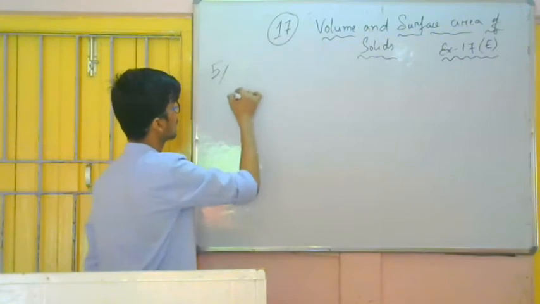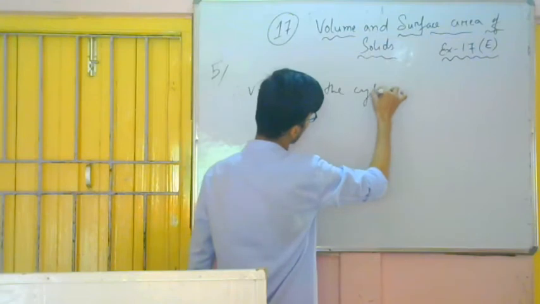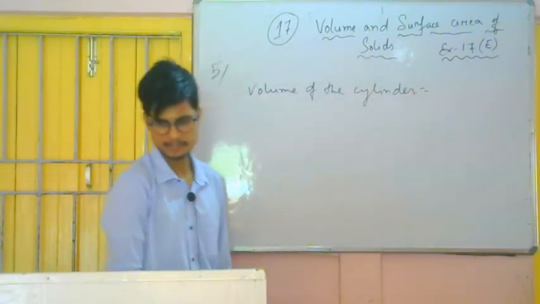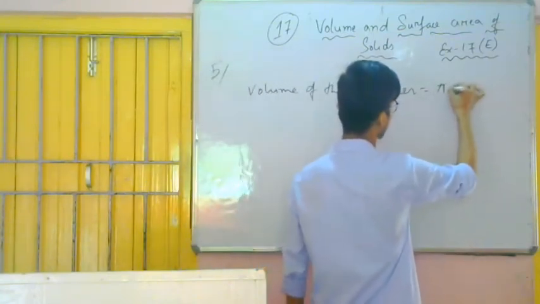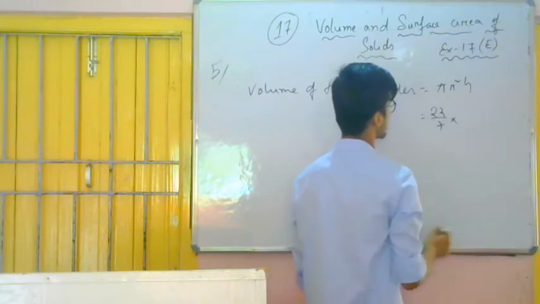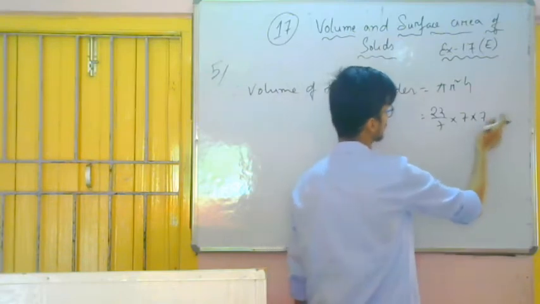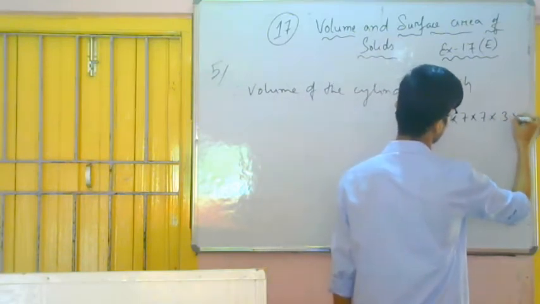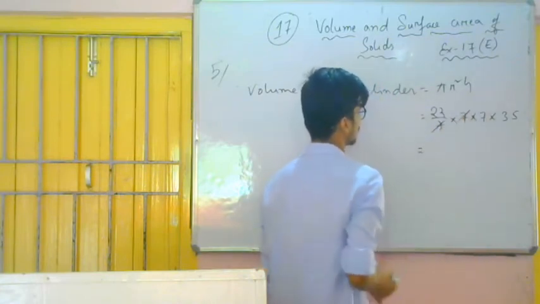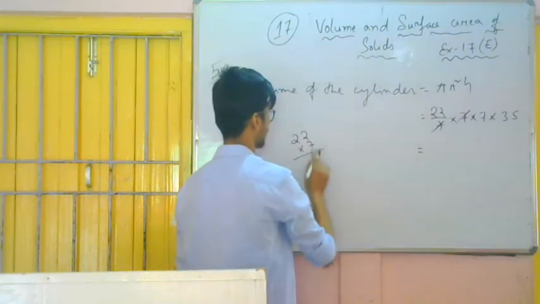Therefore, volume of the cylinder is equal to pi r square h. Radius it was 7. So rather than writing 7 square 49, I am writing 7 into 7, and height 3.5. So 7 cancels, they are left 22 and 7. So first of all I'll multiply with this one.